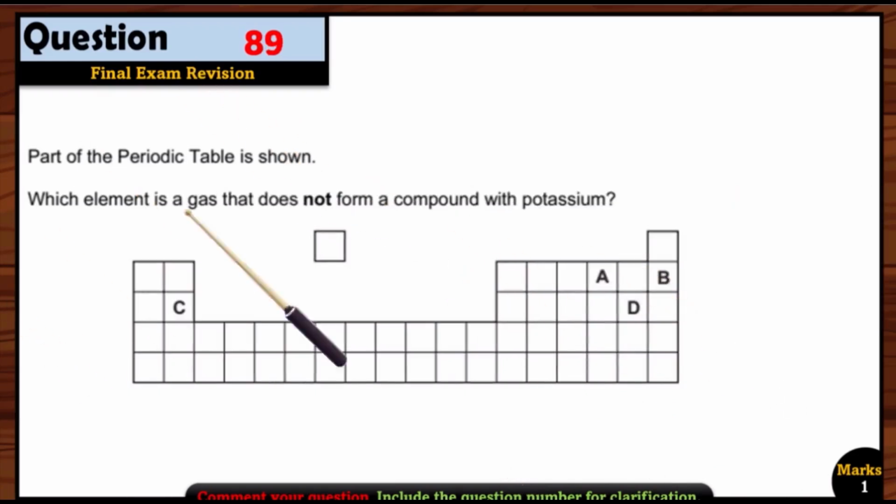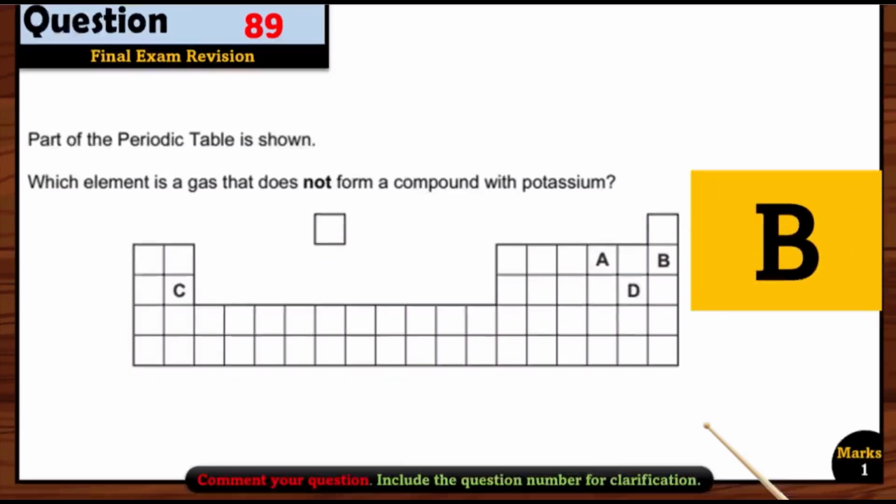Okay, let's see question 89. Part of the periodic table is shown. Which element is a gas that does not form a compound with potassium? So first of all, we have to find which one of them is a gas. C, of course, is not a gas. It's a metal. So metals are solid. A, D, B, we are left with. So now it does not form a compound with potassium. A and D can react because they belong to group 6 and 7. But B is an inert gas. It will not react with any of the elements. So that's why option B is the right option. Because group 8 elements do not react with any of the elements, right? So option B is correct.